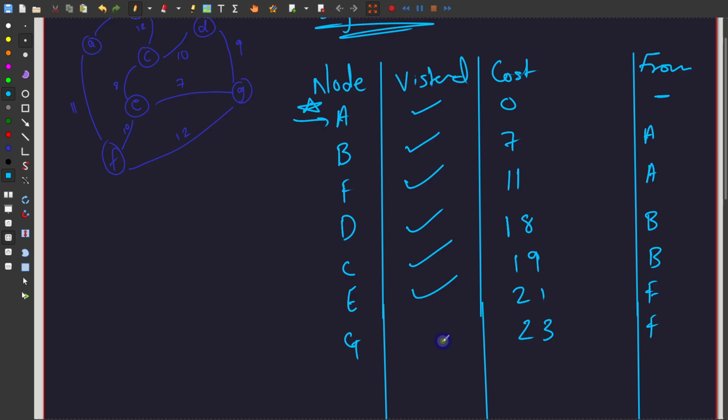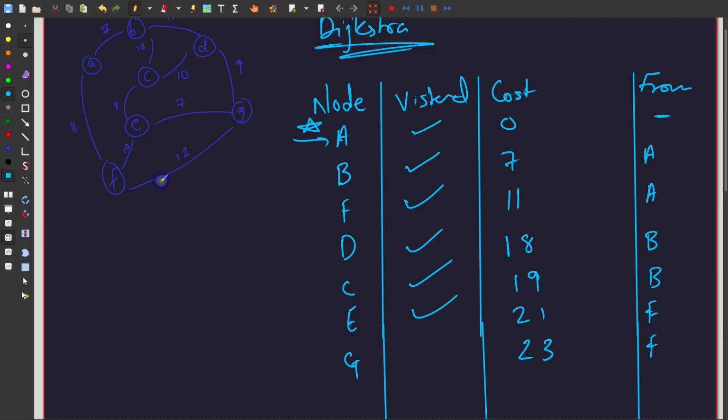Now we are finally at G, and G can get us to 3 vertices. So GD, if you consider that 9, at a cost of 32 you can get to D, compared to 18. So clearly D wouldn't care, you would still reach it through B, basically. That's the kind of thing.